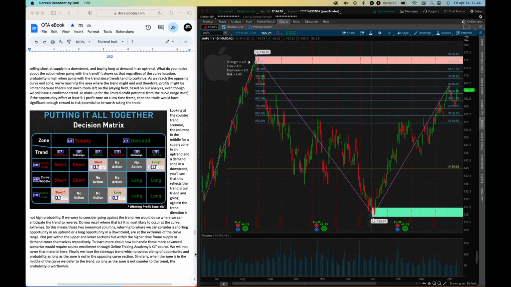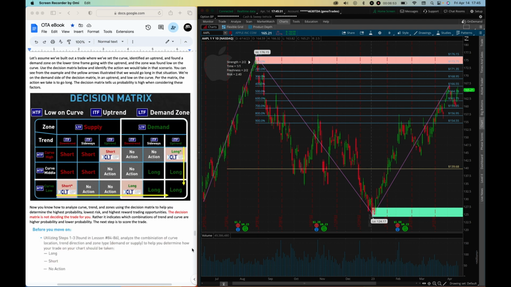Finally, we have the sideways trend, which provides plenty of opportunity and probability as long as the zone is not in the opposing curve section. Similarly, when the zone is in the middle of the curve, we defer to the trend. So long as the zone is not counter to the trend, the probability there is worthwhile.